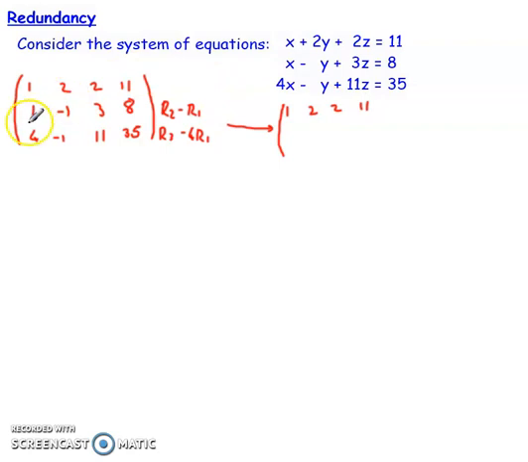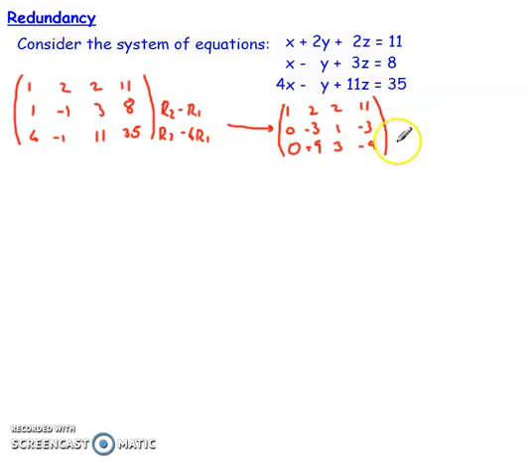My second row would then become 0, negative 1 take away 2, so minus 3, 3 take away 2 is 1, and 8 take away 11 is negative 3. I've then got my third line, which is 0, negative 1 take away 8, so I've got negative 9. I've then got 11 take away 8, which is 3. I've then got 35 take away 4 of those, so 35 take away 44, which gives me negative 9.